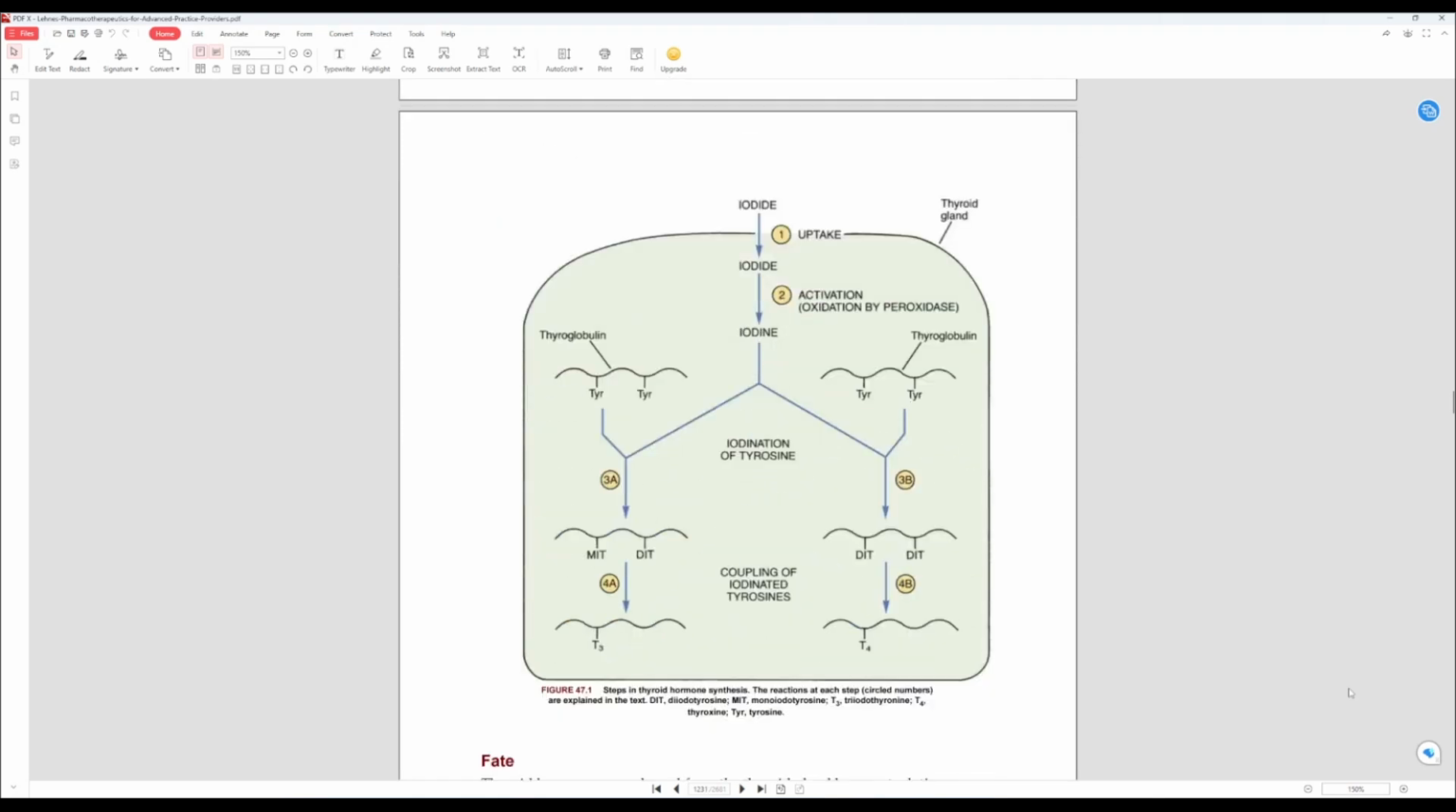So here is a picture of that very explanation. If you're unfamiliar with your pathophysiology, it's a good spot to pause and just take a look and review.